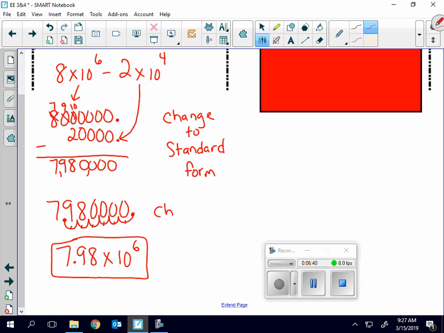And you can write this here. We changed back to scientific notation.